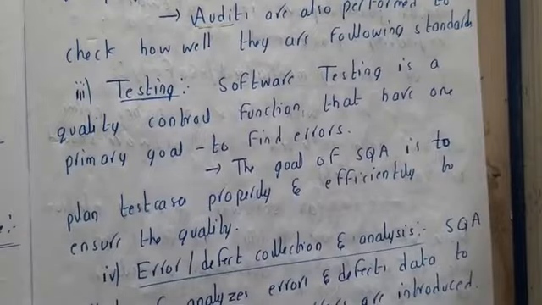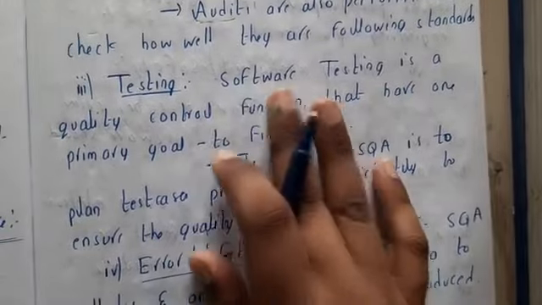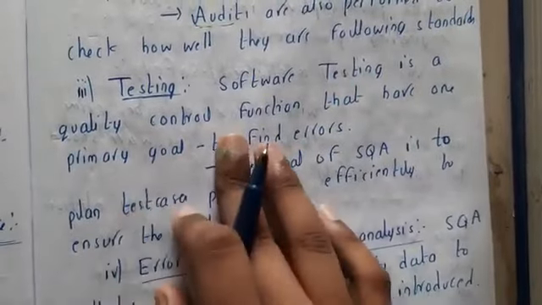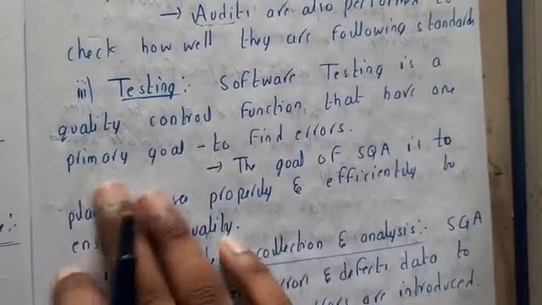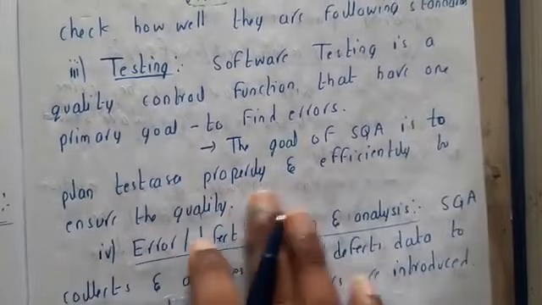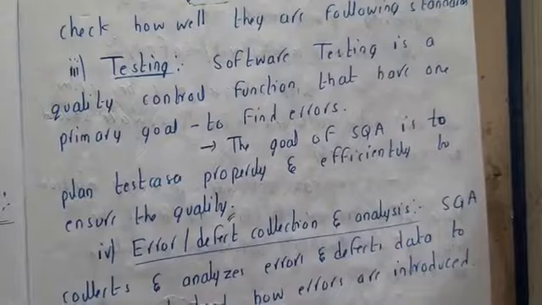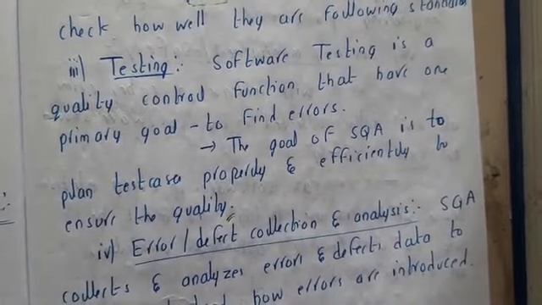Okay, so if there is some bug or error, how can you find it? With the help of testing. Software testing is a quality control function that has a primary goal to find errors. The goal of SQA is to plan test cases properly and efficiently to ensure the quality. To ensure the quality, we will be planning the test cases in a proper way.